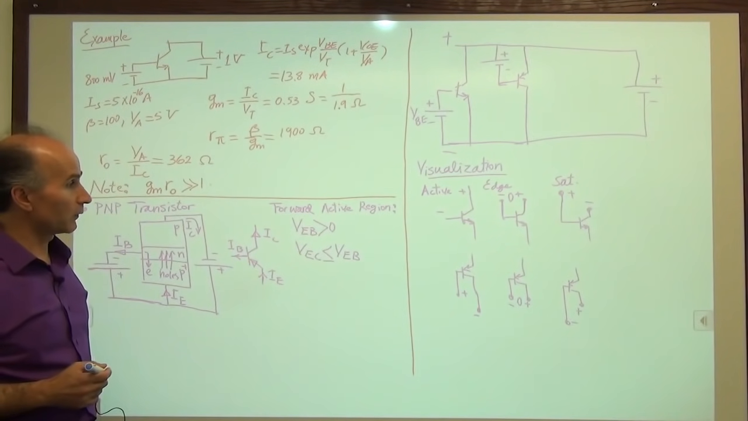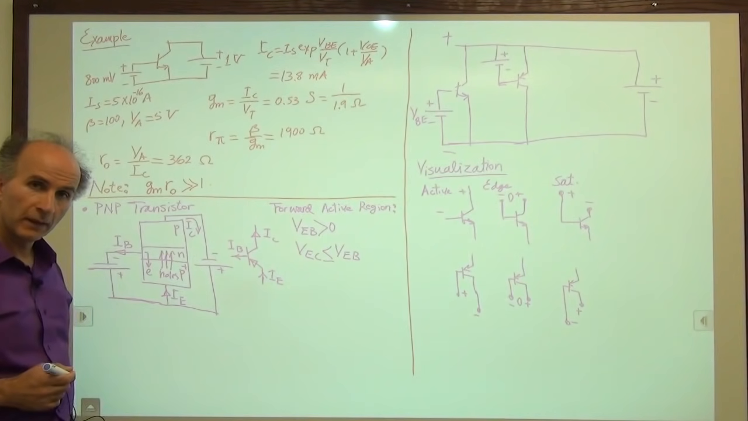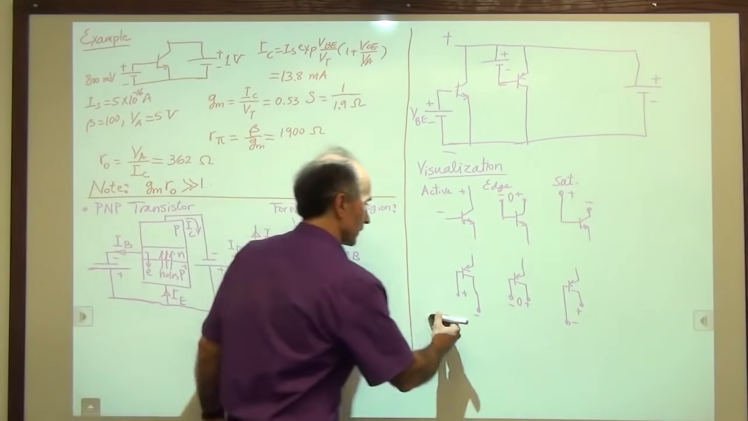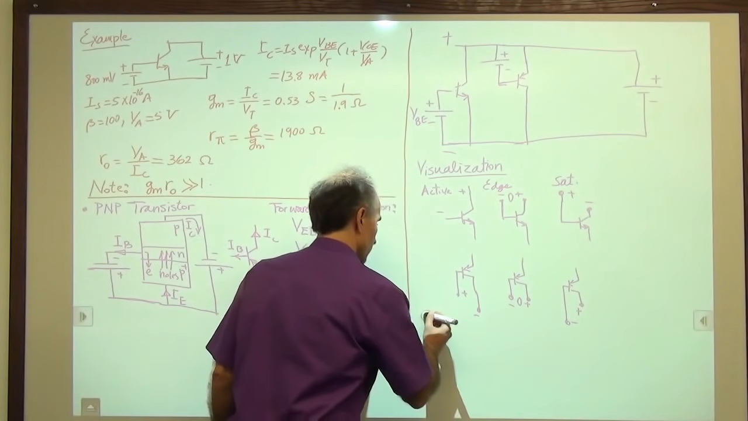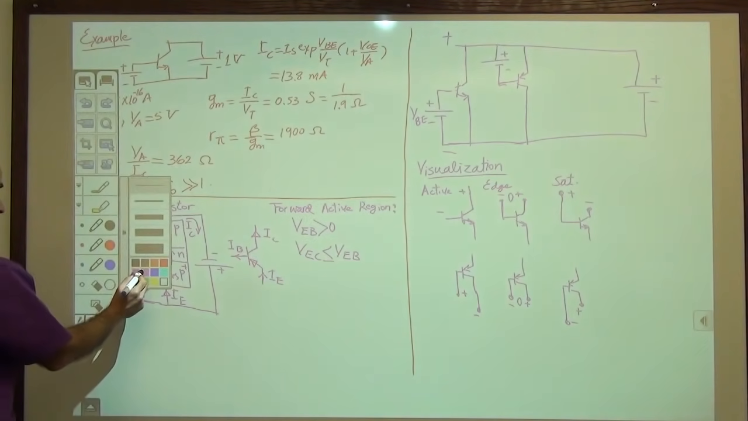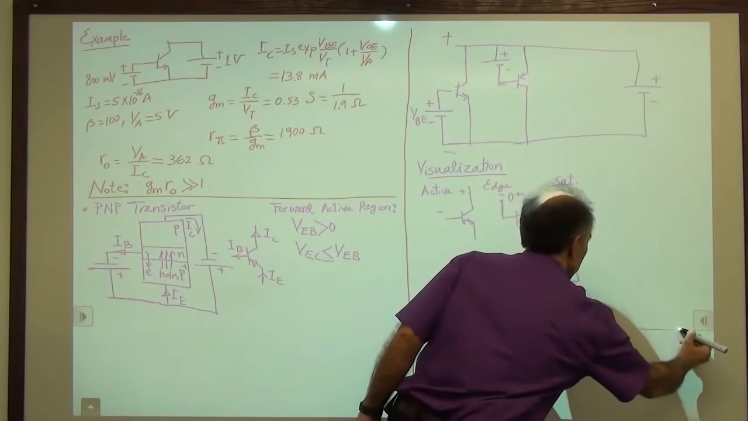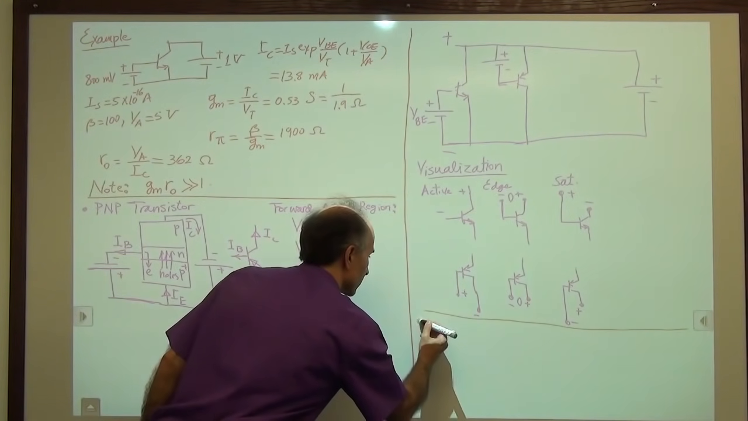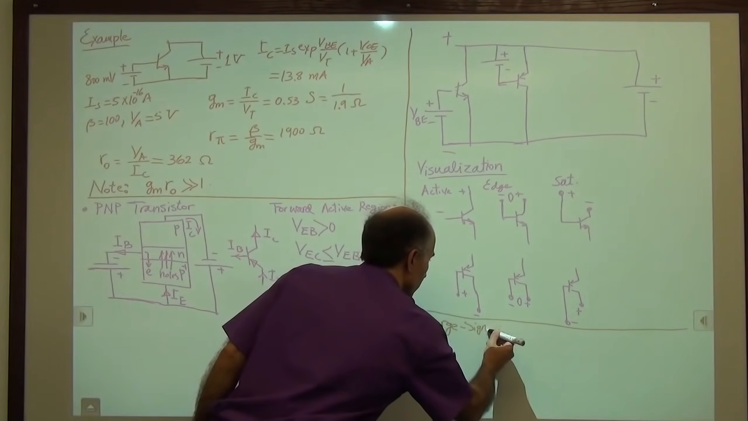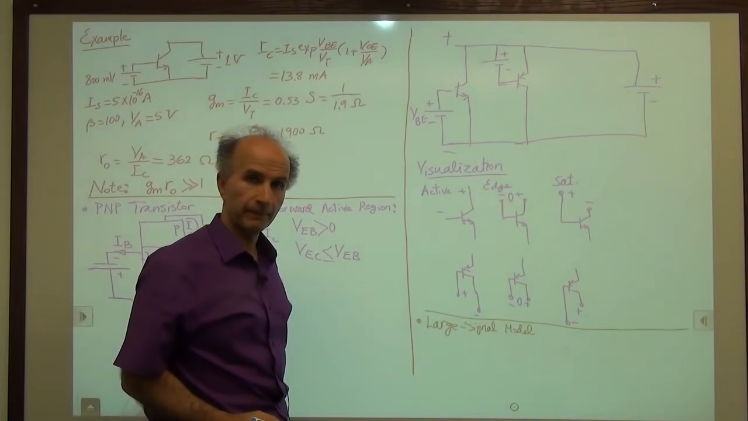A few words about the model of the transistor. The large signal model is the same as before. We just have to be careful. So let me try to do that here. I need to get my pen back and change the color to maybe brown. So I will just talk briefly about the large signal model of the PNP device.